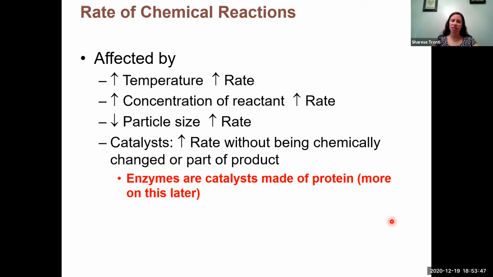And then lastly, catalysts can help to increase the rate of chemical reaction. A catalyst is something that will cause a chemical change to occur without itself being affected. Now, an enzyme is a catalyst that we typically see in biology. So it's a protein that acts as a catalyst. We're going to talk more about catalysts and enzymes later.